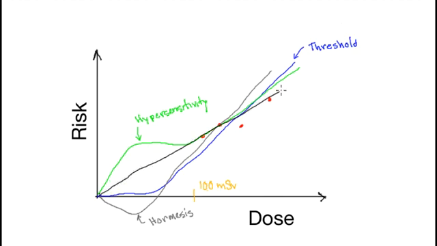And this is a straight line. This is the linear no-threshold model that the BEIR-7 report is advocating. Basically, because of the lack of data at these low doses, we use this middle-of-the-road conservative model to estimate what the risk might be.